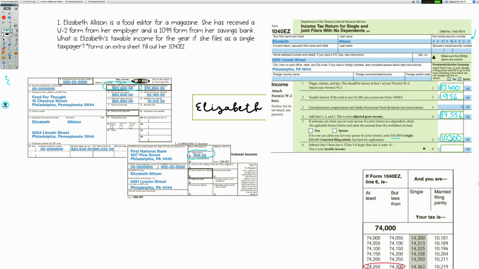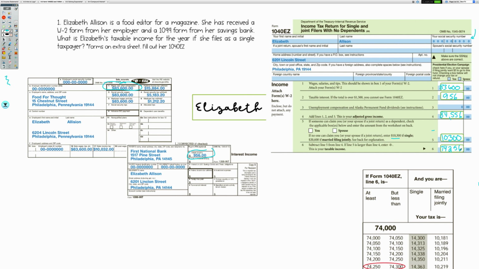So line 6 says subtract 5 from 4. So we're just subtracting that. So yes, 74,256. This is your taxable income. So that's good. You had to pay taxes on a little less than what you thought. This changes based on whether you're single or married. This changes based on whether you have dependents, how many dependents you have. But if you have dependents, that's a different form.